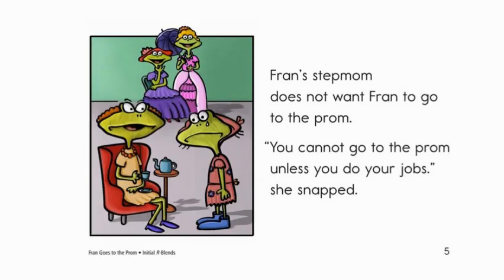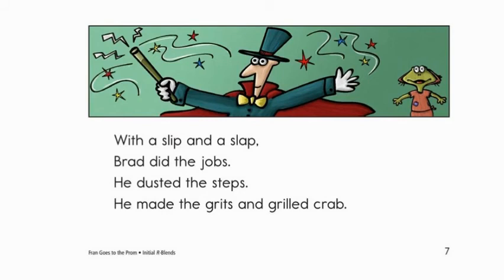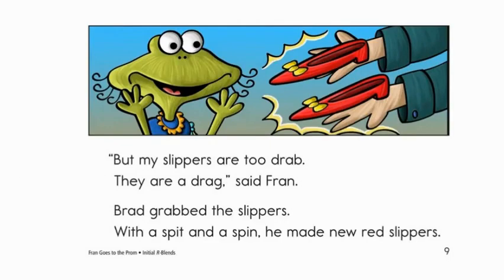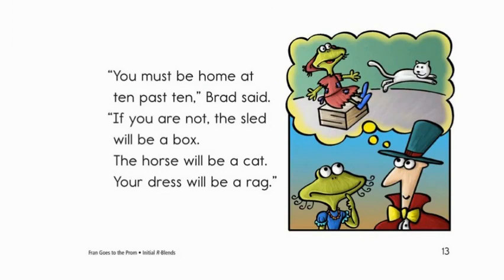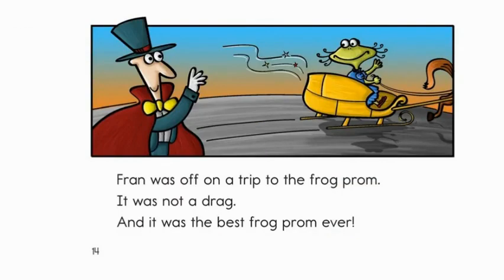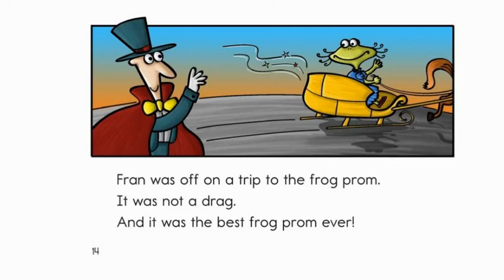But then her problem got solved. How did she solve her problem, or how was her problem solved? It was solved when the magic man came. Brad, the magic man, helped her. So in the middle of the story and towards the end, Brad did all these things for her, made her a dress and slippers and a sled and a horse to go to the prom. And at the very end, she had a very fun, I went past it, sorry guys. At the very end, she had a very fun prom.